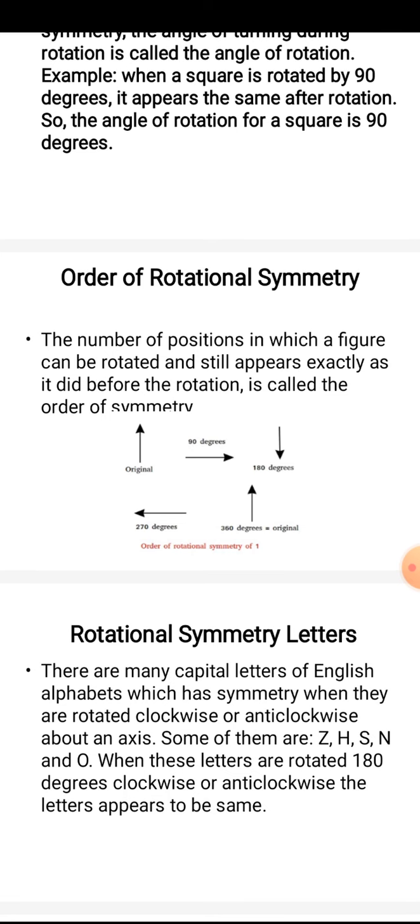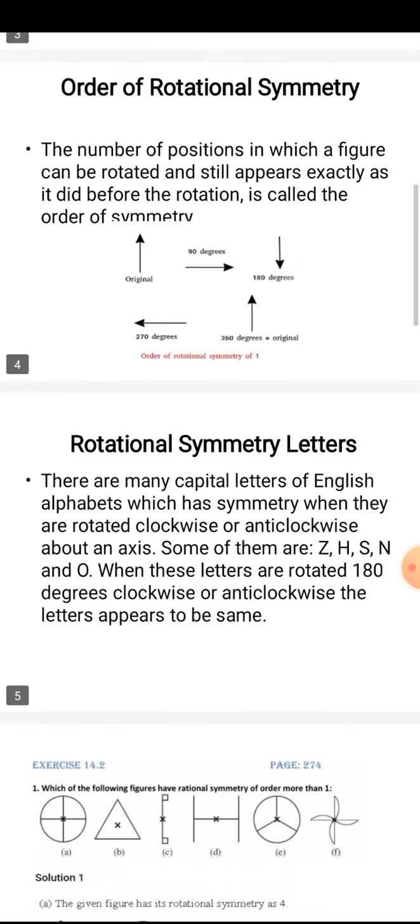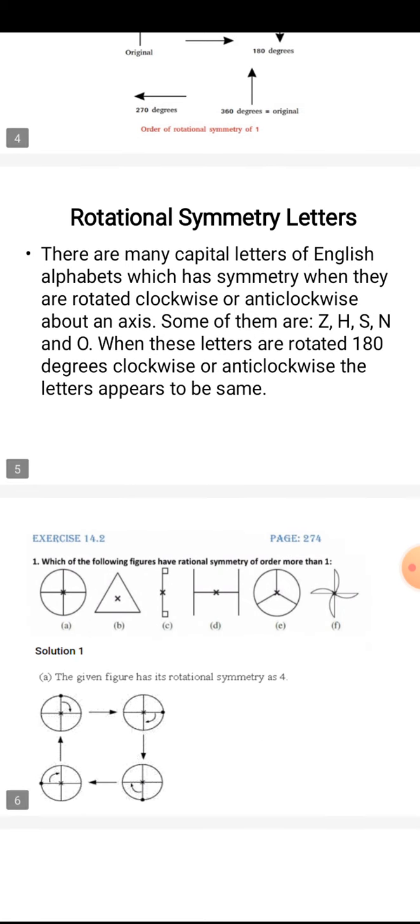Only one time. Therefore, the order of rotational symmetry will be 1. Are you getting there? Now, there is some rotational symmetry for the letters given. Just go through it, you will come to know. Am I right? Now, look at exercise 14.2.